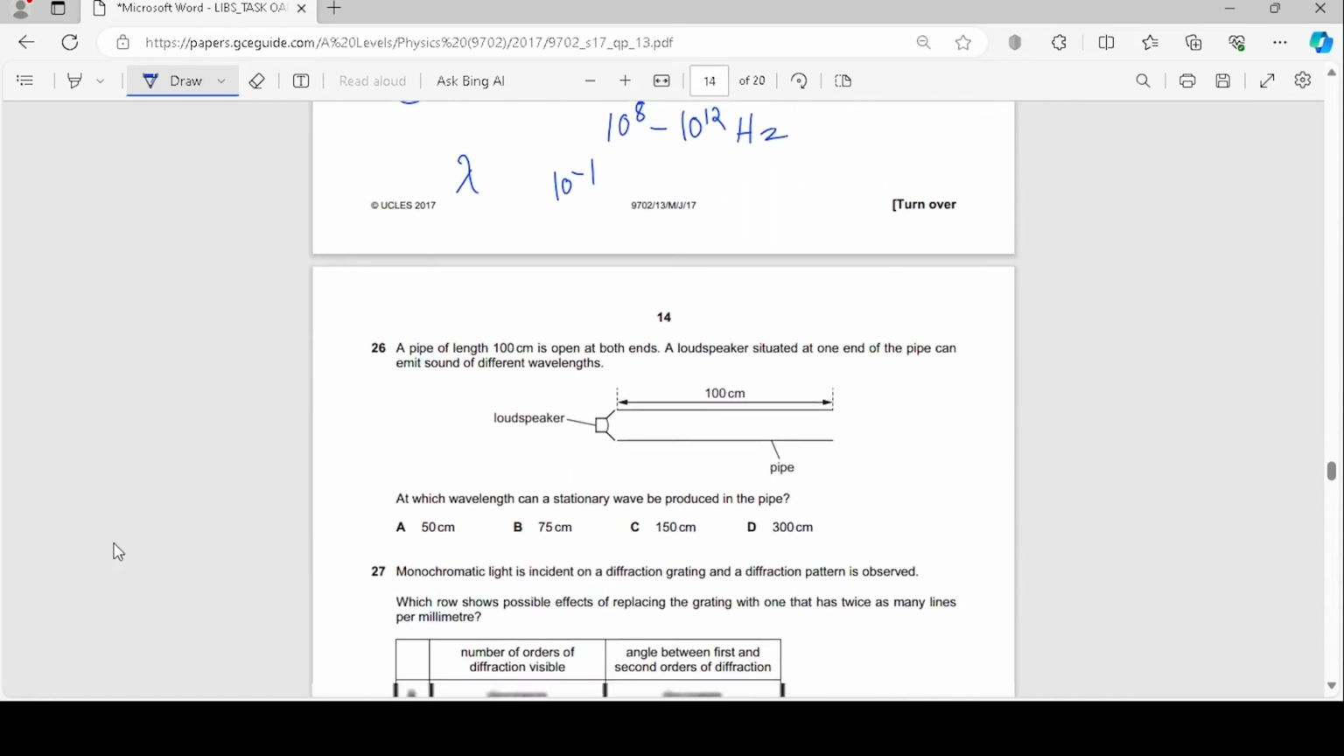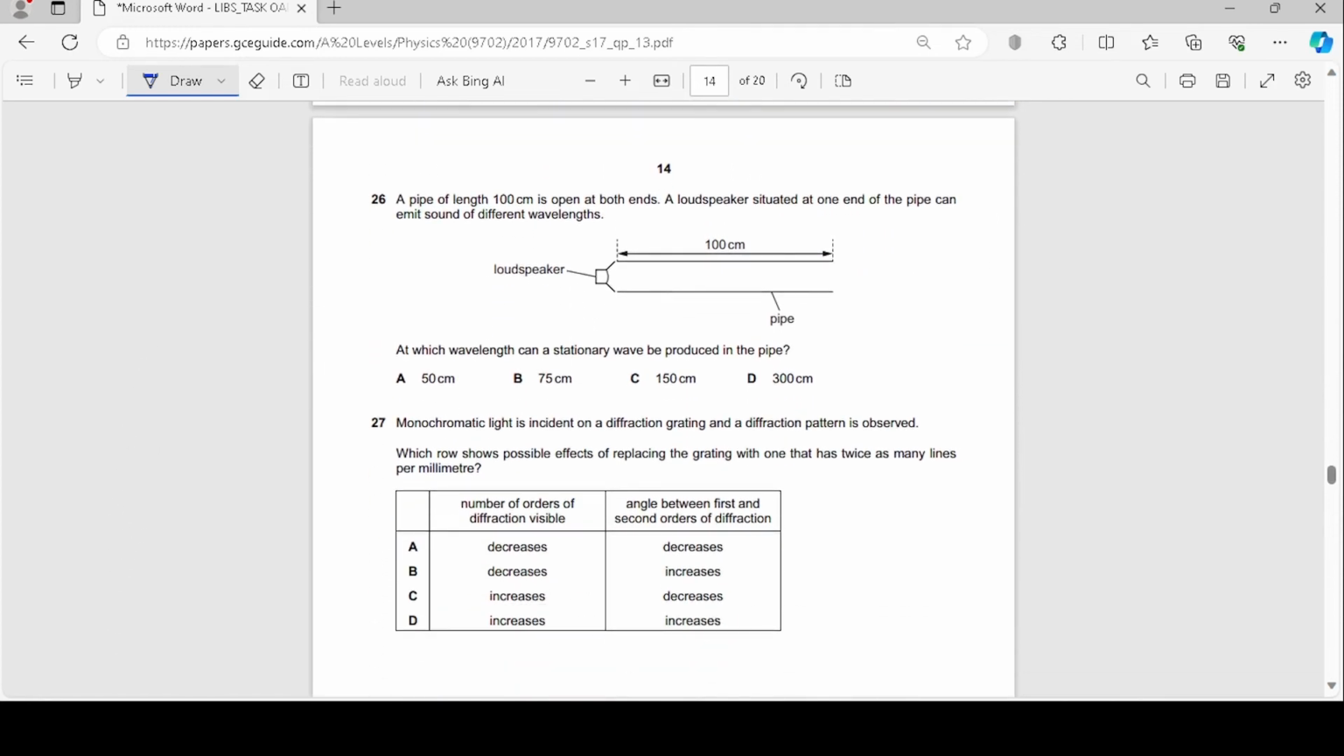So then let's go to the next question. A pipe of length 100 centimeters is open at both ends. A loudspeaker situated at one end of the pipe can emit sound of different wavelengths. At which wavelength can a stationary wave be produced in the pipe?